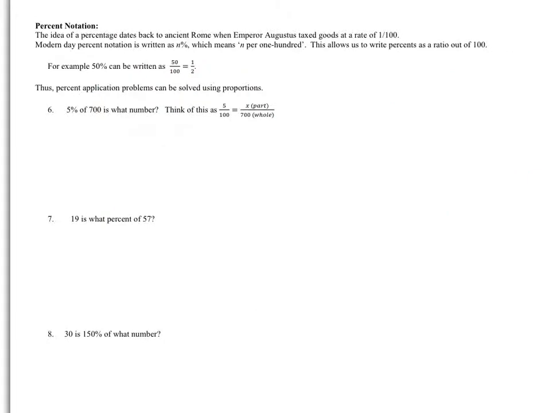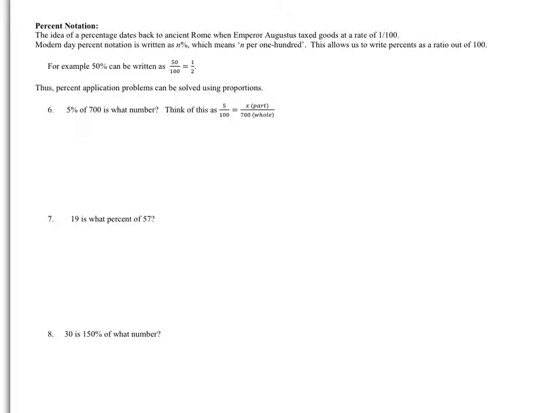Now, the final step in this lesson is to look at percent notation. An interesting fact about percents is that it dates back to ancient Rome, where Emperor Augustus taxed goods at a rate of 1/100th, and the modern day percent notation is written as n%. They just used the same ideas, but without the actual percent notation. But now n% means n per 100.